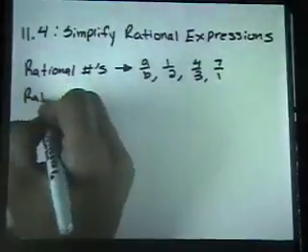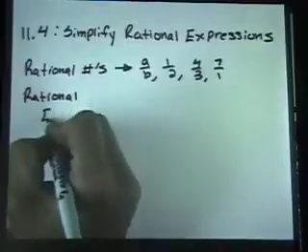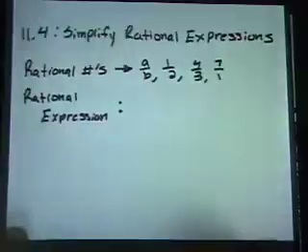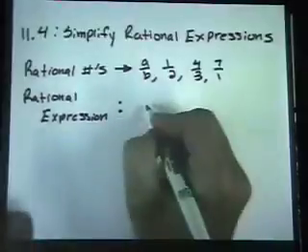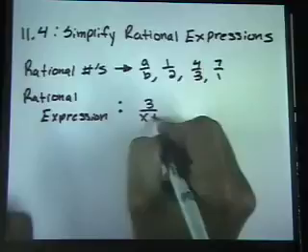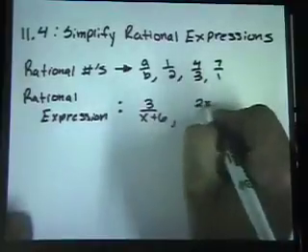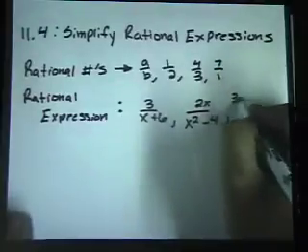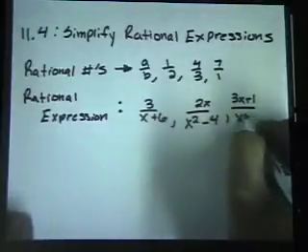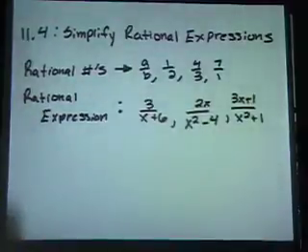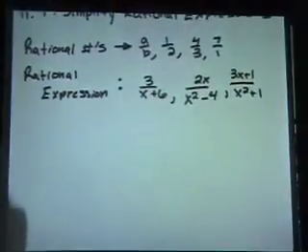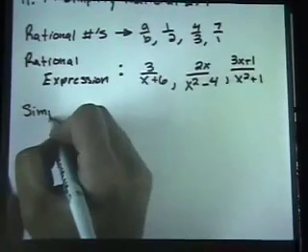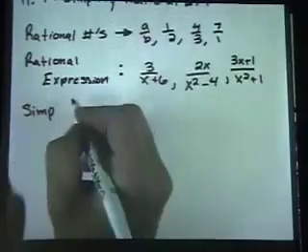Now, a rational expression means that we're going to have fractions that have variables in them as well. So something like 3 over x plus 6, 2x over x squared minus 4, or maybe even 3x plus 1 over x squared plus 1. These are all fractions that also contain variables. Now what we're going to want to do in 11.4 is simplify these rational expressions.